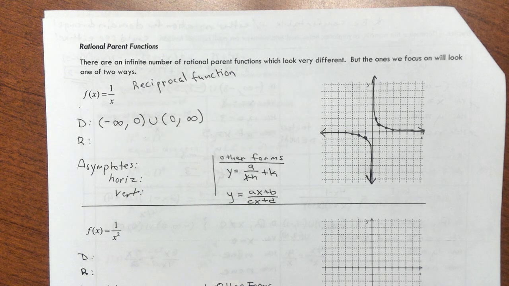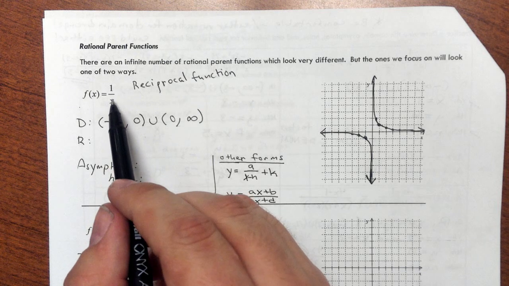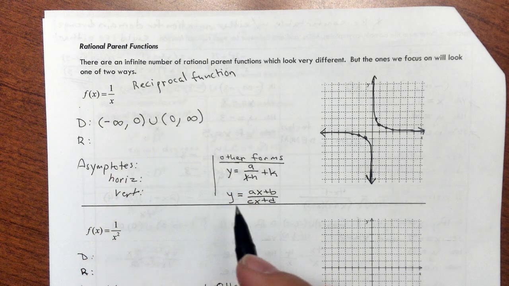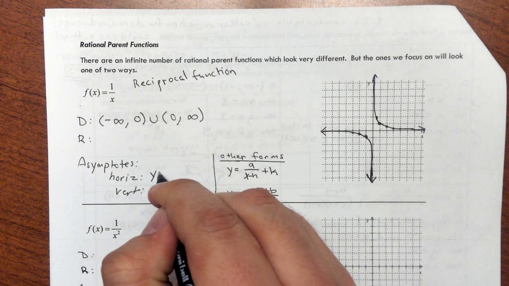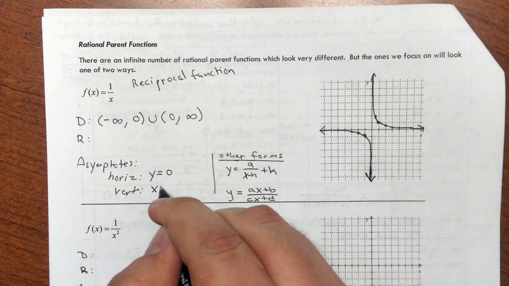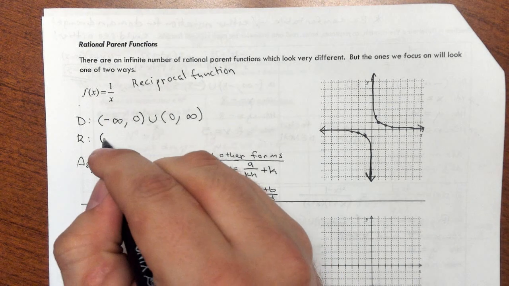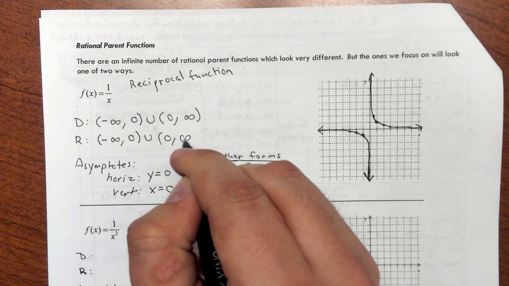For my range, well, it's the same thing. If I think about the way I find asymptotes, 1 over x, the degree of the denominator is larger, so that should sound familiar. So I can tell that my horizontal asymptote is y equals 0. My vertical asymptote was x equals 0. So my range will be written the same way as my domain.